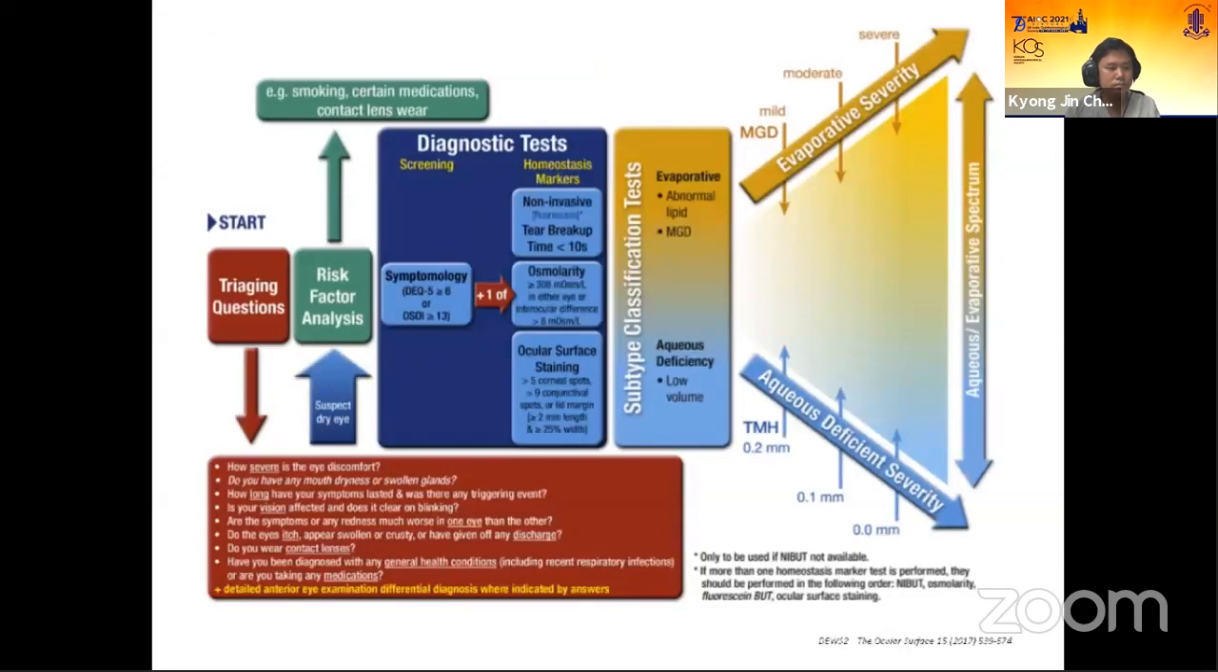For the diagnosis of dry eye syndrome, symptoms are surveyed, and homeostasis marker tests such as tear break-up time, tear osmolarity, and ocular surface staining are performed. Then the evaporative type or the aqueous deficiency type is classified according to the presence of MGD and the tear meniscus height.